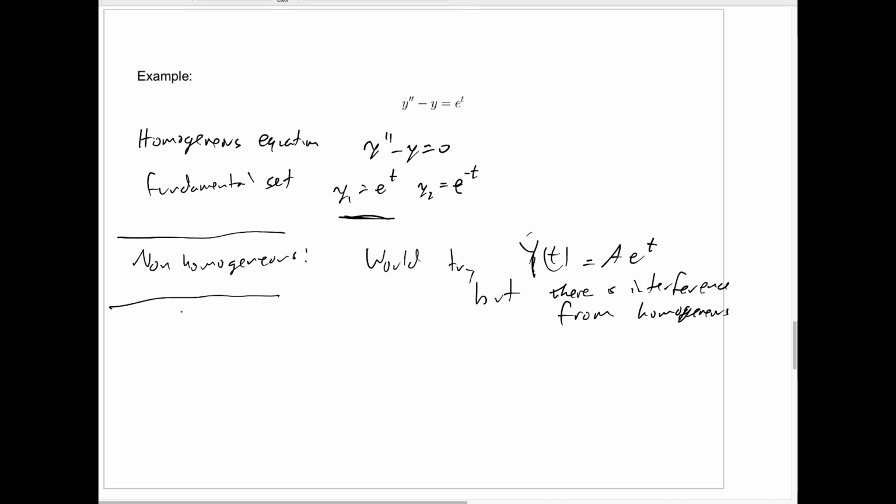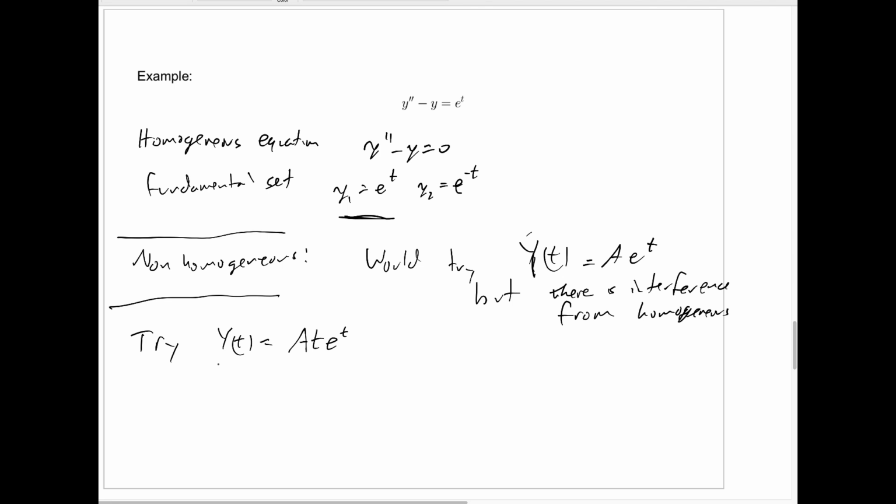Just multiply everything by t. So we'll try y of t is, instead of e to the t, we'll try t e to the t, and of course we'll put some constant a here, which is our undetermined coefficient, and try to see if we can find a that makes that work. Well, let's see if this does work.